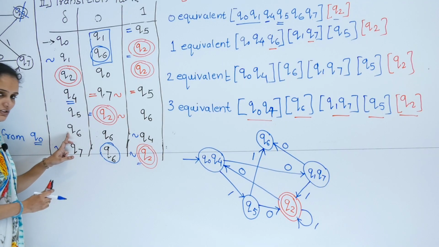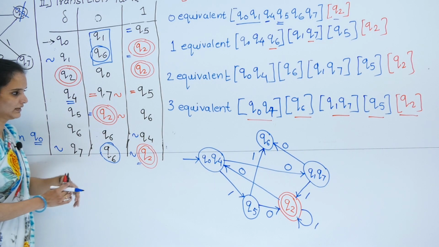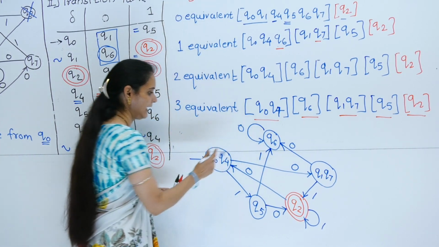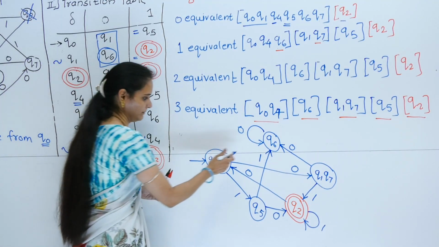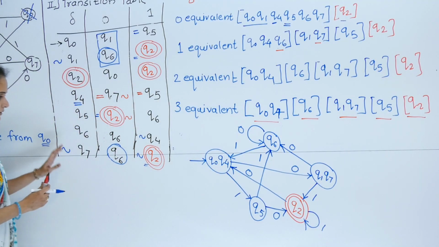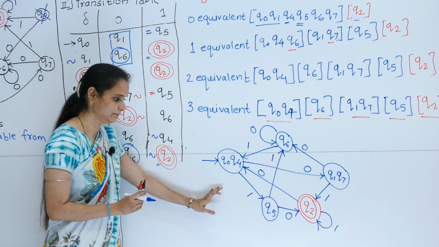The last state remaining is Q6. Q6 on input 0, it goes to Q6, means one loop here. And Q6 on input 1, it goes to Q4. So here it is like this. So here we have completed all the states in that particular diagram.